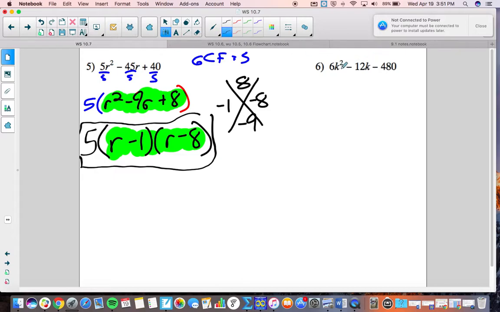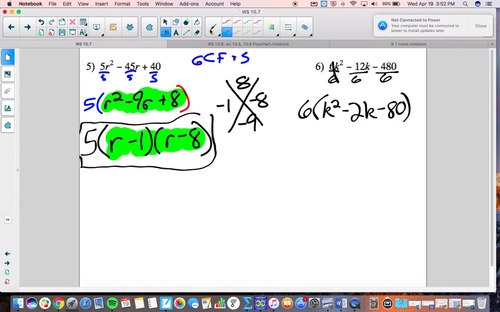Let's try another one of these. I can factor a 6 out of these. And that's awesome because now I have my leading coefficient gone. So a 6 is out in front. K squared minus 2k minus, well, 48 divided by 6 is 8, so it must be 80.